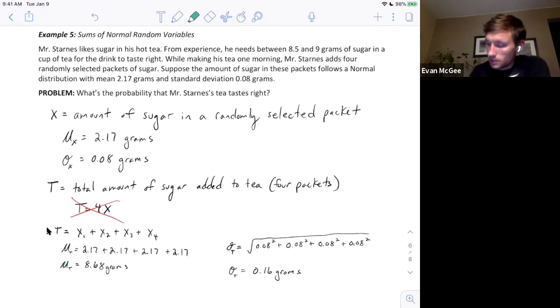So we find the mean to be 8.68 grams and the standard deviation to be 0.166 grams. So what that means is if we repeated this process over and over again and we picked 4 packets, on average we'd expect there to be 8.68 grams of sugar, and the typical distance from that mean would be 0.16 grams. So now we can draw this new distribution for T to try and figure out the probability that Mr. Starnes' tea tastes correct. Because if there is between 8.5 and 9 grams of sugar, then his tea will taste correct. So what's the probability of 4 bags having that amount of sugar in it?